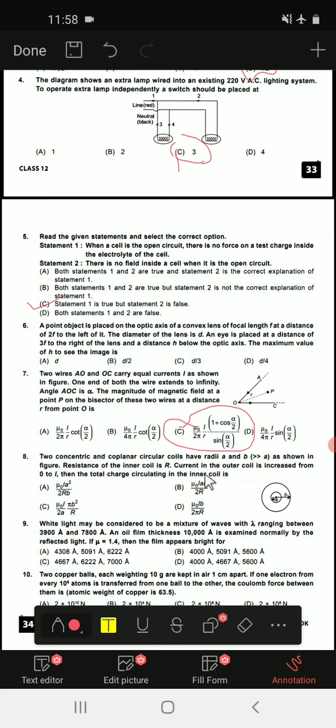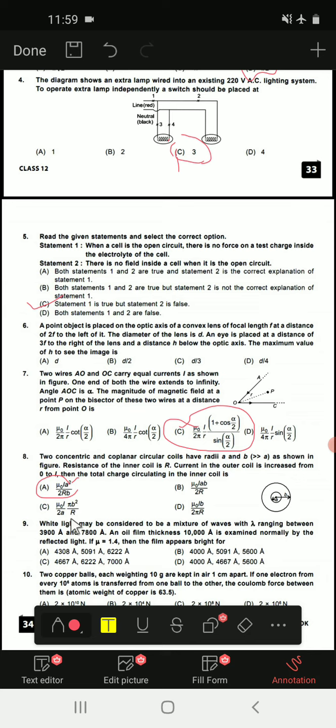These are the four options we have: A, B, C, and D. You have to choose the best option. See, this is the adjoining diagram. Seeing the diagram, you have to arrive at the correct answer. And the correct answer is option A. So A is the correct answer option.